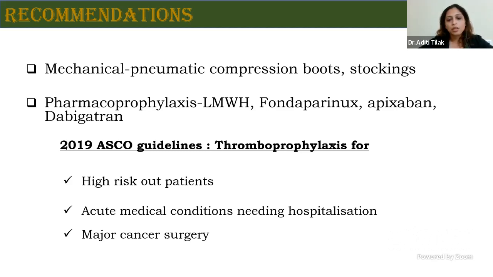So we should expect that most of our patients coming for surgery could be on some kind of thromboprophylaxis, and an adequate time interval between the last dose of your thromboprophylaxis and surgery, and if you're planning regional anesthetic, that must be borne in mind.